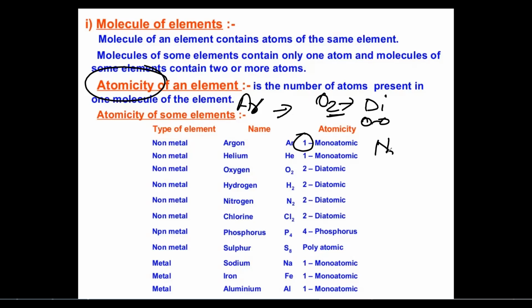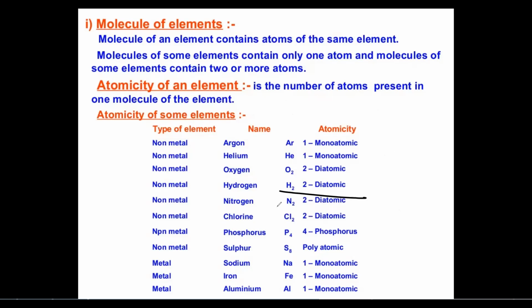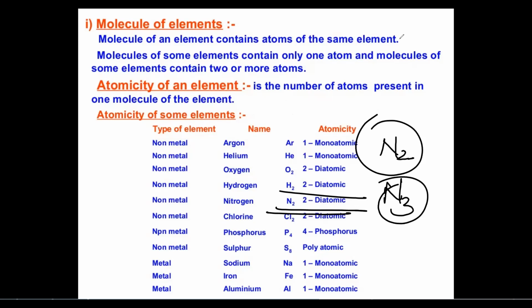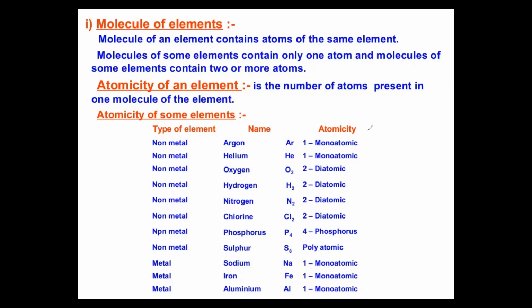Similarly, nitrogen is N3, which is triatomic because it has three nitrogen atoms. Like that, hydrogen is diatomic. Nitrogen is diatomic in this case, but we also have N3 as well now. Yes, we have also N3, but O3 is also there. O3 is triatomic, right?